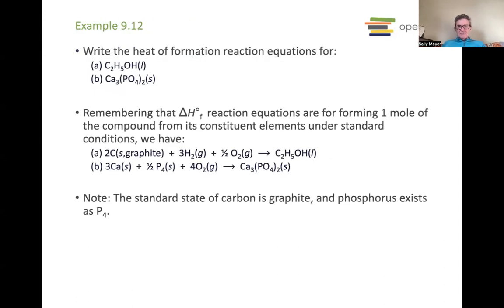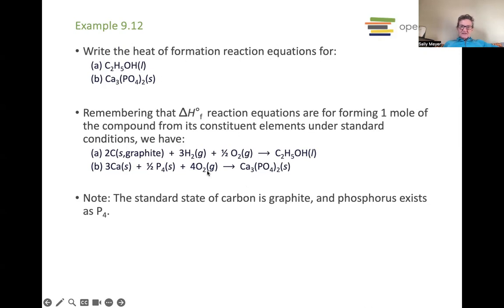So write the heat of formation reaction for each of these. Yeah, so we can just look at these. So if we take carbon, graphite's actually the more stable state. You can also find diamond in your tables, but graphite's the more stable state, solid graphite. So in order to make ethanol, which is this A right here, we're going to take carbon, hydrogen, and oxygen, because those are the elements. Their stable states are solid graphite, gaseous diatomic hydrogen, and gaseous diatomic oxygen to make the C2H5OH liquid.